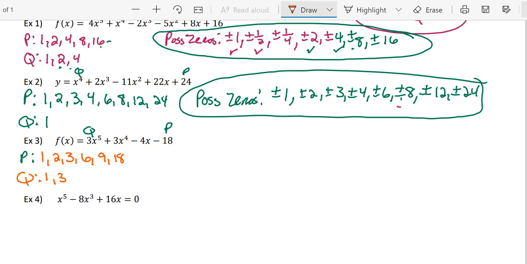So now we have to list all of our possible zeros. Again, it's going to be plus or minus. I start with the 1, and I'm just going to go across. So plus or minus 1 over 1 is 1. And then plus or minus 1/3. 1's done. Moving on to 2. So plus or minus 2 over 1. 2 over 1 is just 2. And then I have plus or minus 2/3. Done with 2.